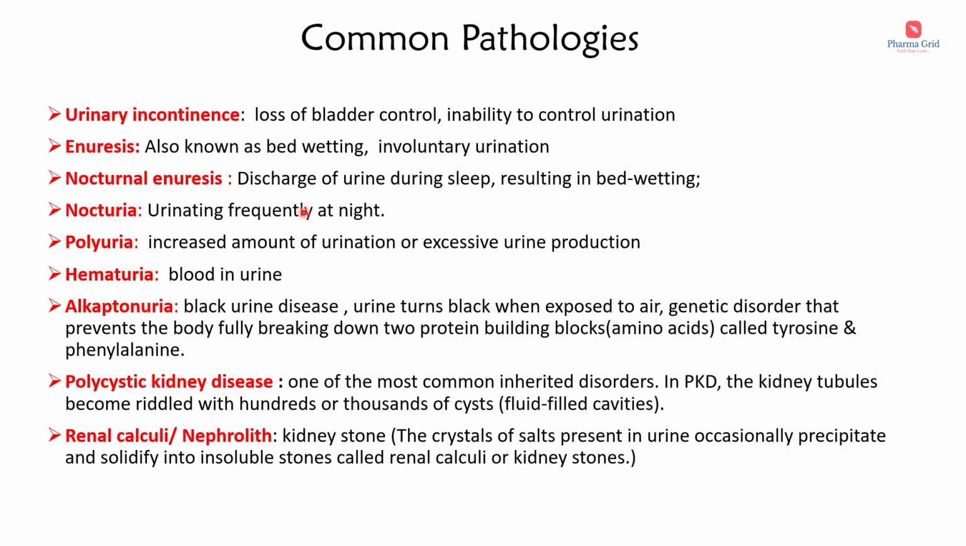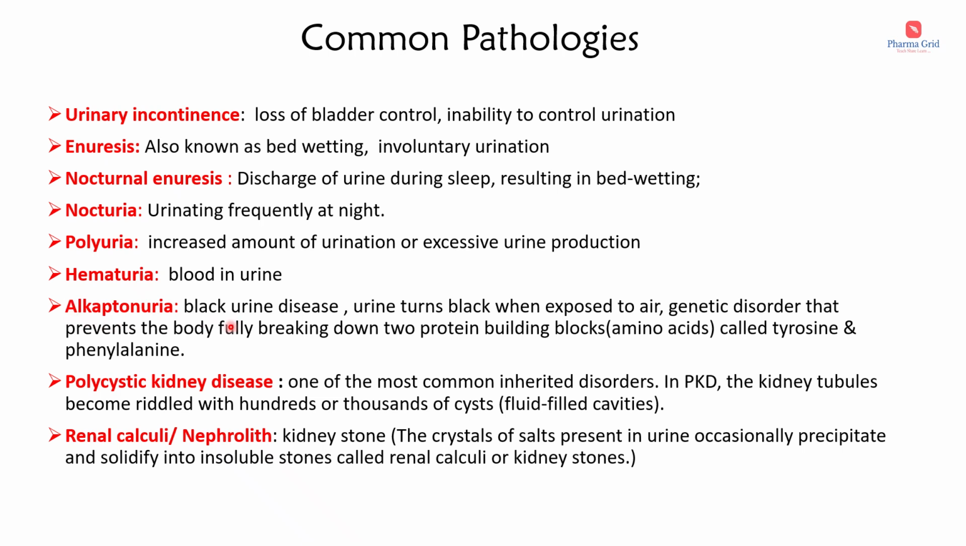And in this slide, I have included some of the common pathology conditions related to the urinary system. So urinary incontinence, which means loss of bladder control or inability to control urination. Enuresis, also known as bedwetting or involuntary urination. Then nocturnal enuresis. Nocturnal, the word itself, means sleep. So the discharge of urine during sleep resulting in bedwetting. Nocturia, that is urinating frequently at night. Polyuria, that is increased amount of urination or excessive urine production. Hematuria, so blood in urine.